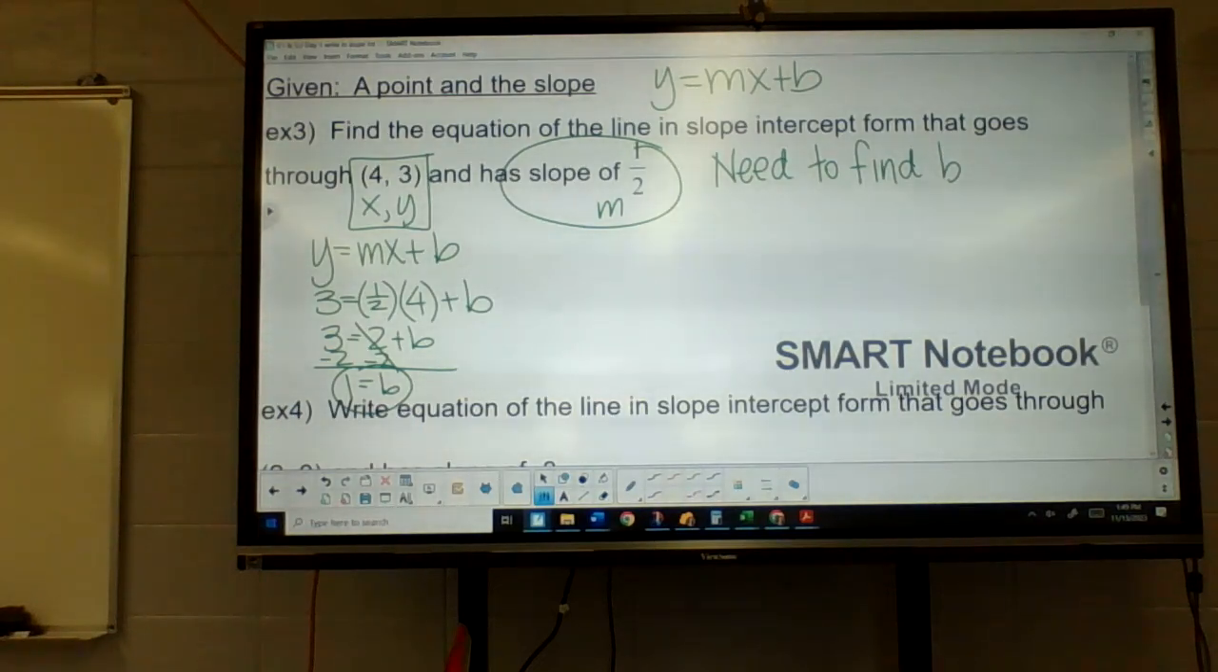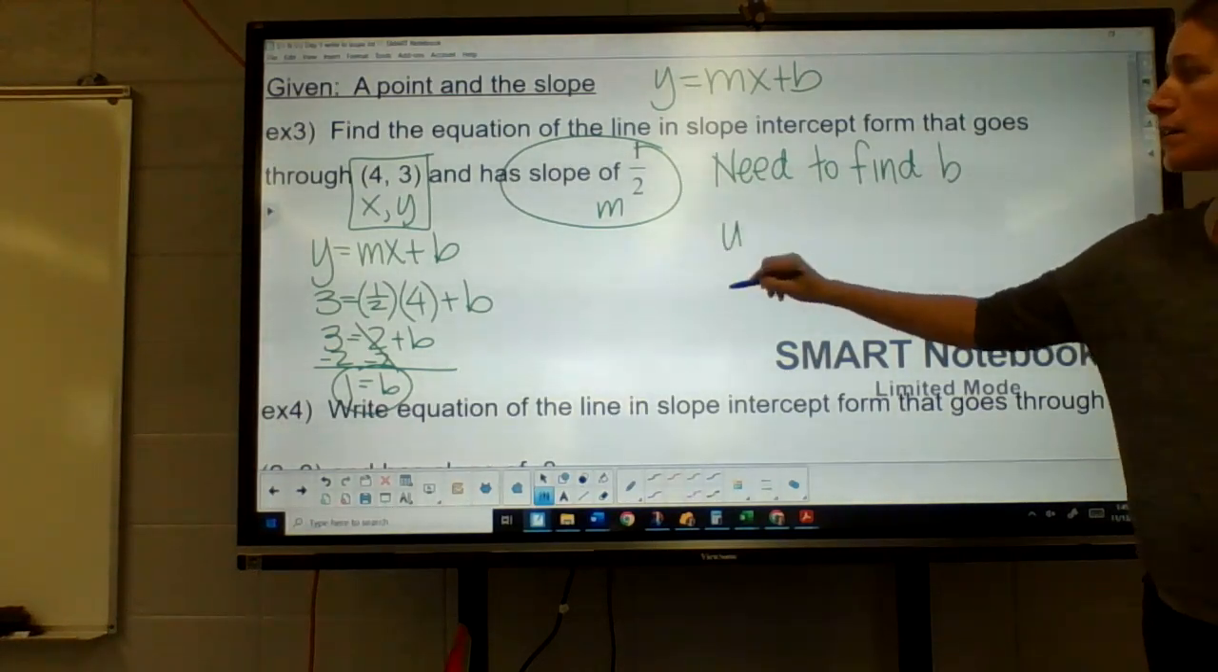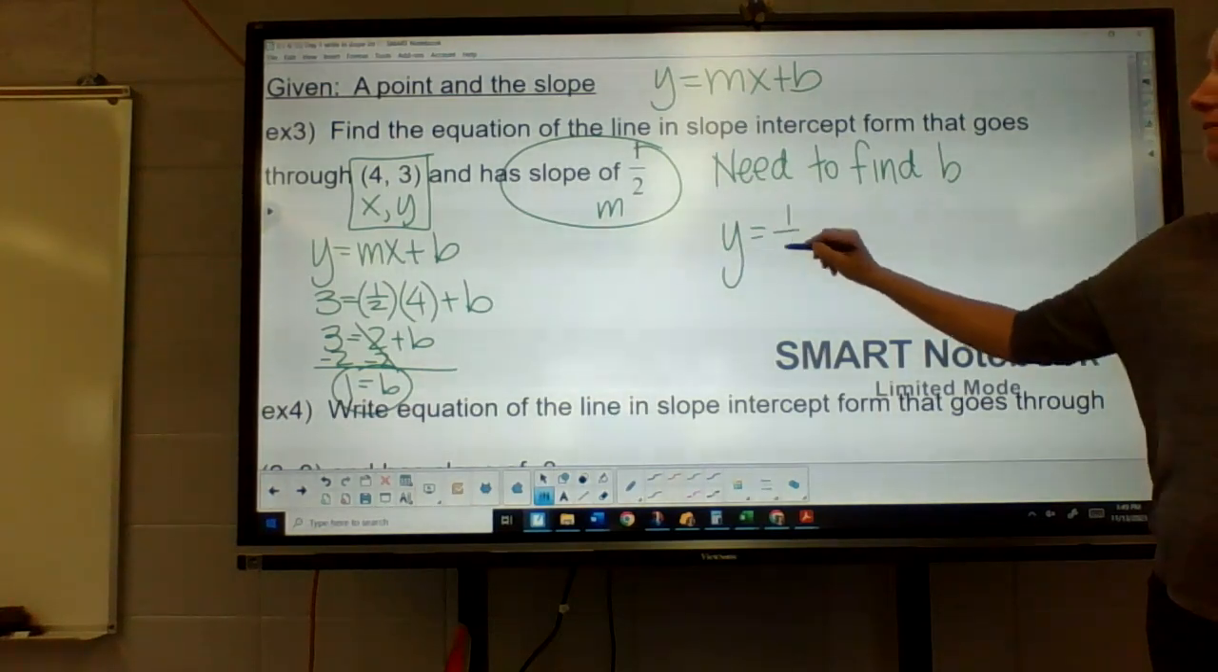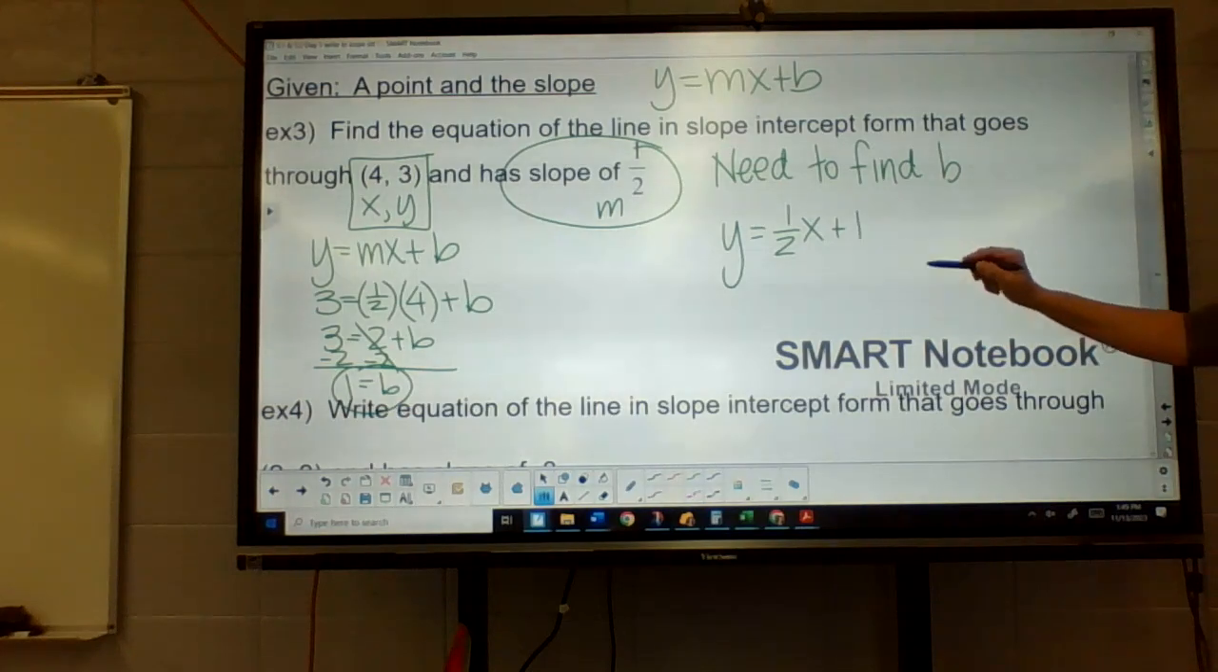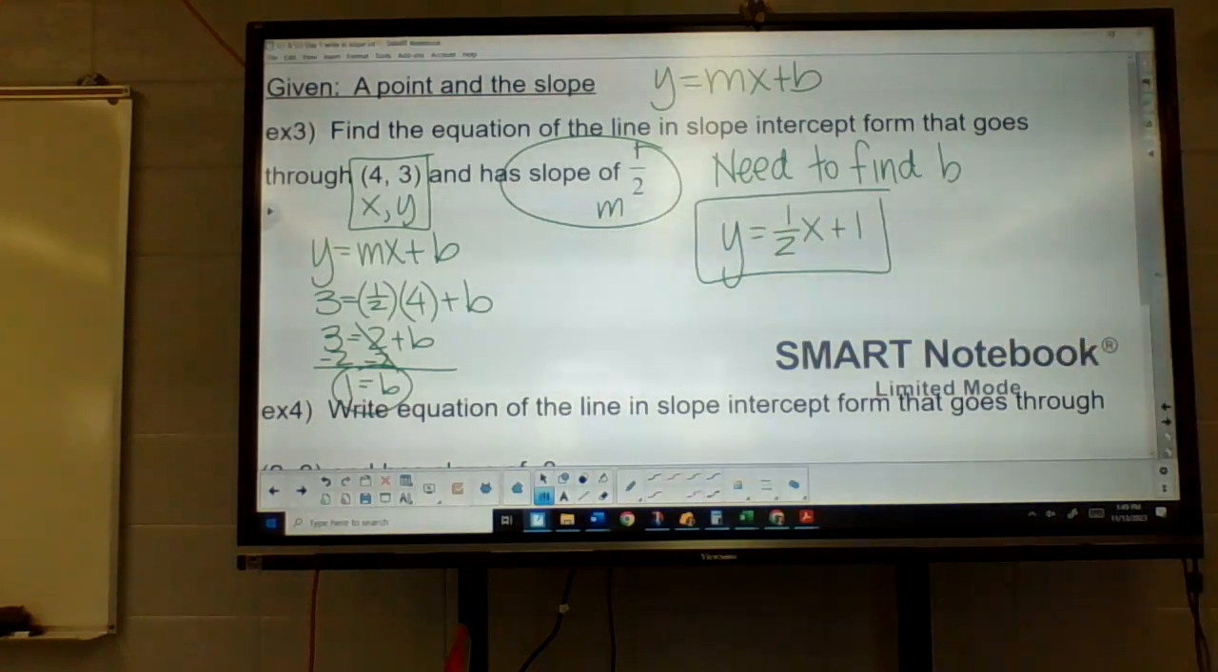So we're going to take m and b and put that in the equation. So y equals our m is 1/2, x, and then plus b, so plus 1. So this is our final answer where I put m and b back in.